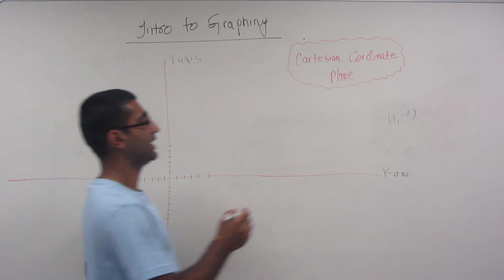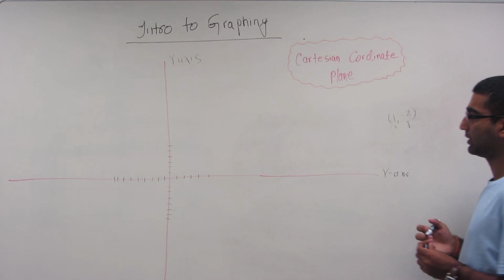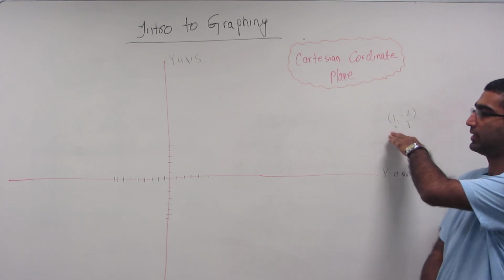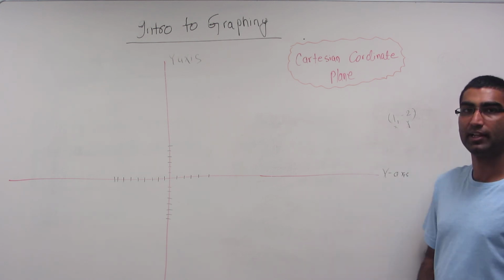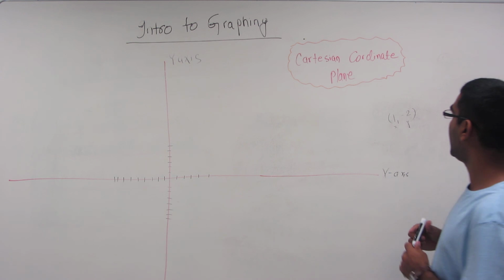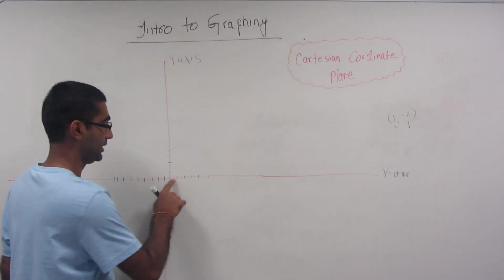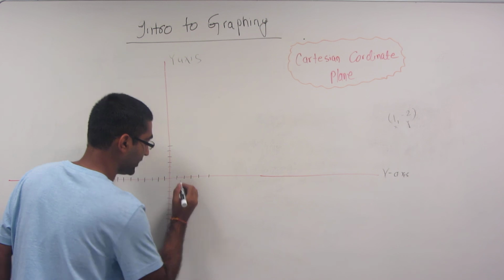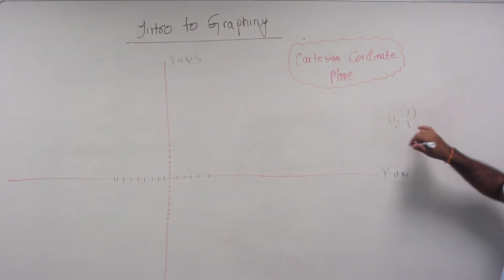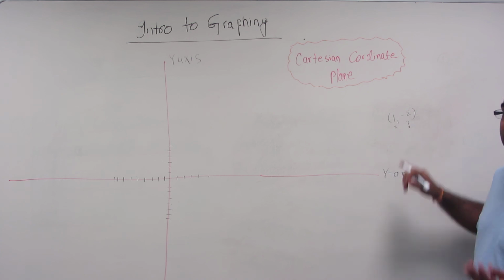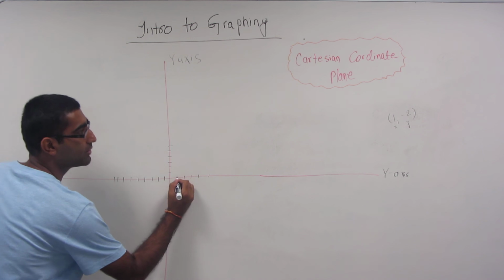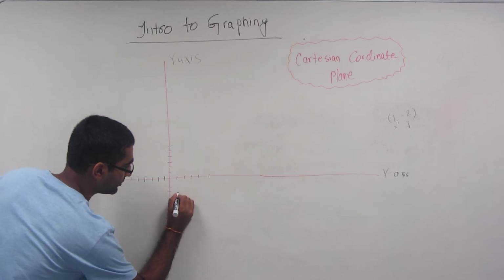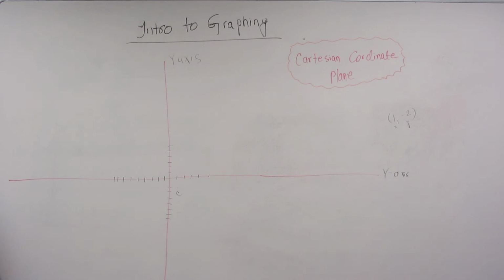Okay, now again, this is x and this is y. By convention, we always write the x first and the y second. We never write y first and x second. Now x is positive, so we should be going 1 unit to the right, which is this point. Now our y in this case is negative. That means we should go below the origin 2 units. So that's 1, and then 1, 2 gives us that point. And that is that point over there.